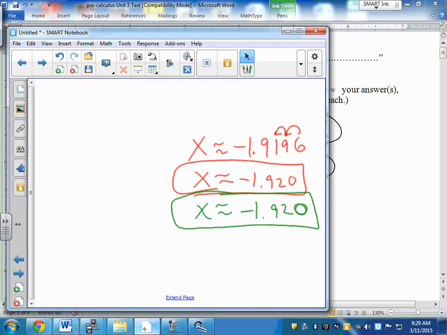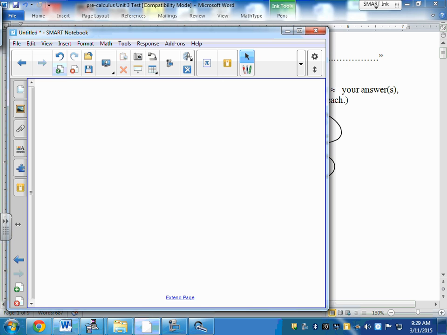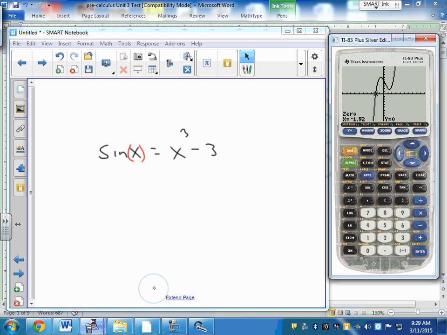So here's the next one I want to work. Solve the sine of x is equal to x cubed minus 3. For the non-trig people, this is the sine function. It's on the calculator. Anybody that's gone through trig already knows this. So here's my y equals.